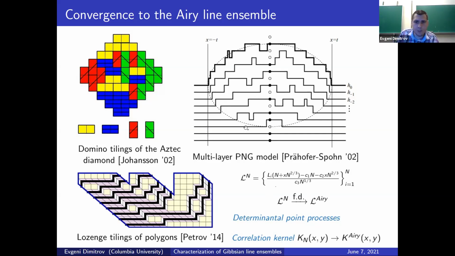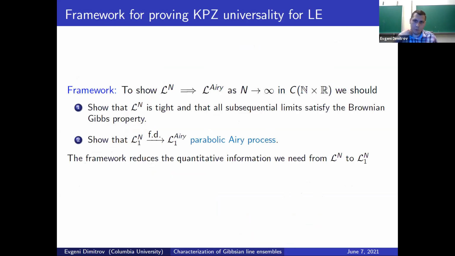And so in order to answer this type of question, I've been thinking over the last year and a half about developing a certain type of framework. So let me explain what the framework is. If you have a sequence of discrete line ensembles and you want to show that they converge to the parabolic Airy line ensemble, and again, we're going to be ambitious, we're not just going to be satisfied with finite dimensional convergence. We're going to ask for more. We're going to ask for some sort of uniform convergence.